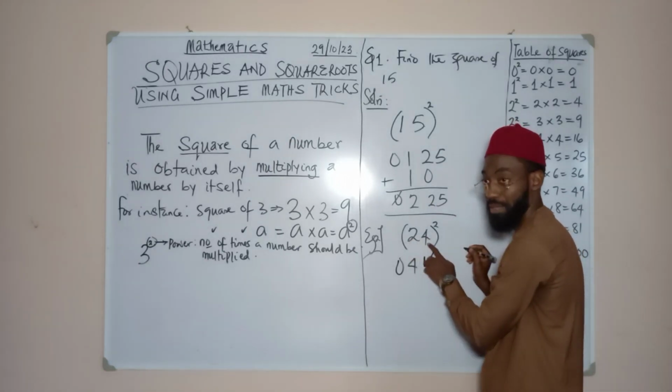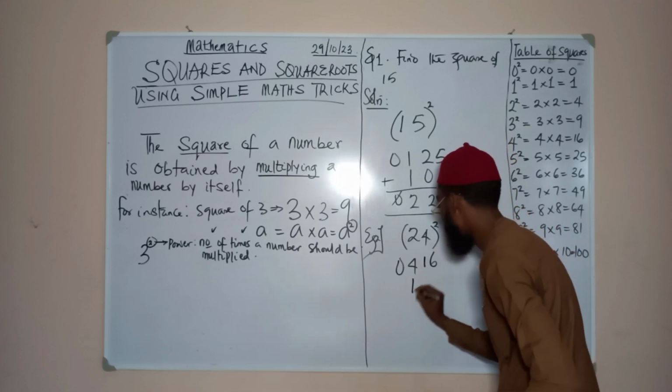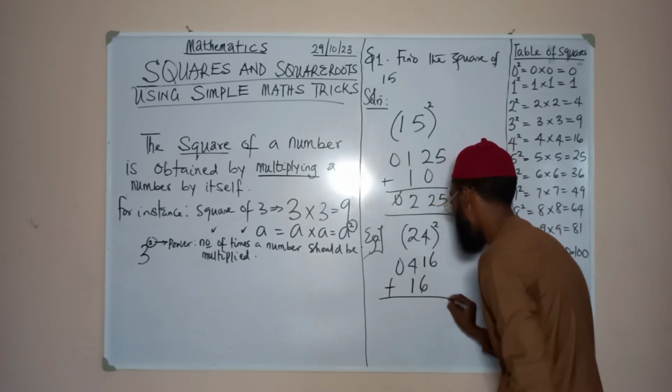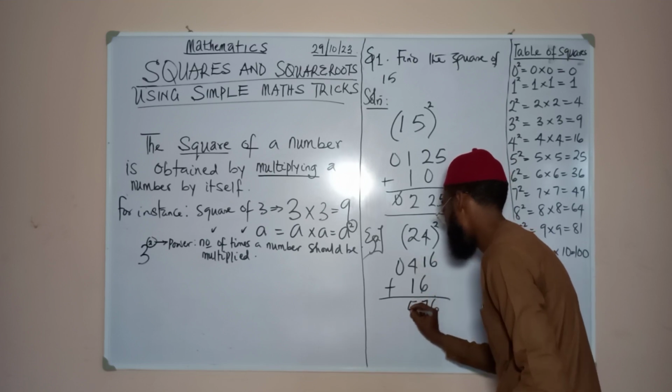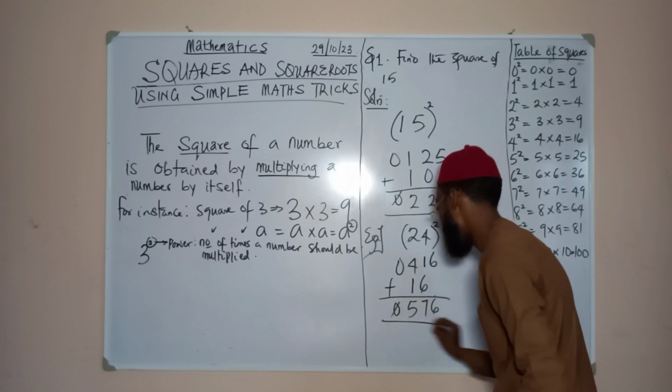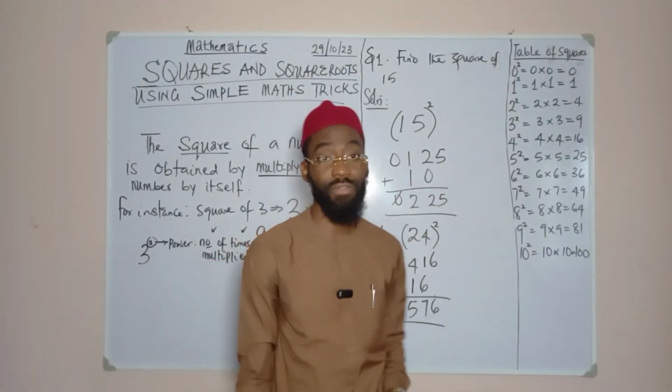Multiply the digits. 2 times 4 is 8. 8 times 2 is 16. Just before the last digit, insert that 16. We are going to now add together. Bring down 6. 1 plus 6 is 7. 4 plus 1 is 5. Bring down 0. I'm sure you enjoyed that process.